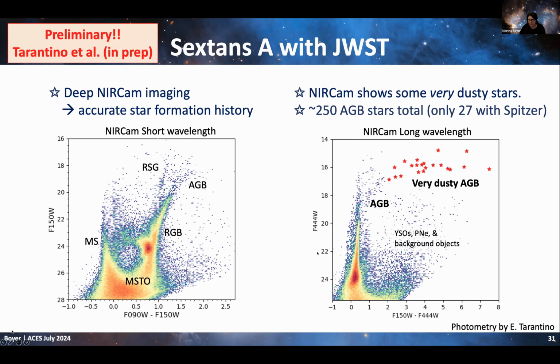And then as you go further into the infrared, over here I'm showing near infrared, and on the right I'm showing out to about 4 microns. And you can see these red stars that we've highlighted are extremely red. They are very, very, very dusty. All the way out, colors of 8 in 1.5 minus 4.4 microns. So there is a ton of dust being formed in Sextans A.